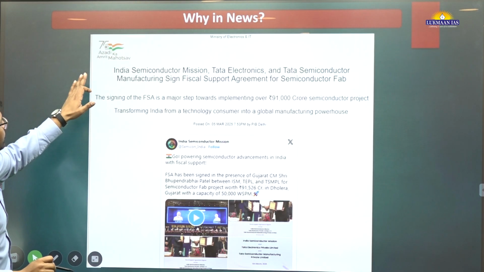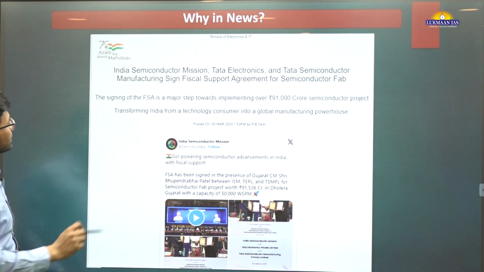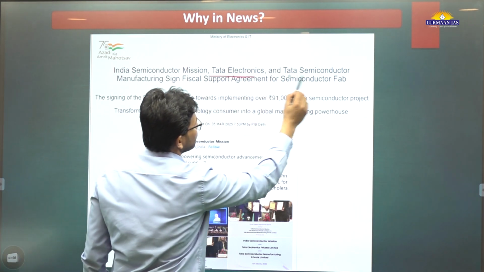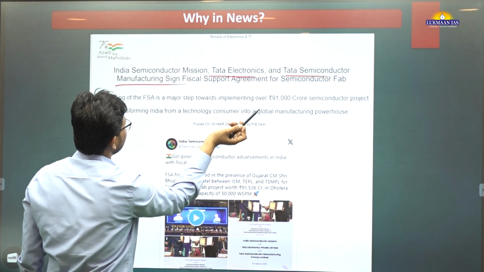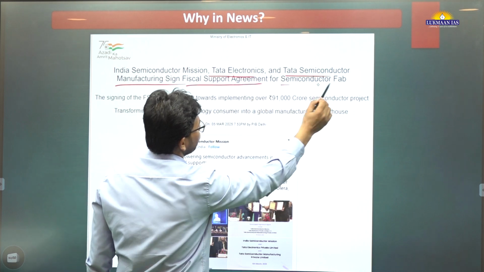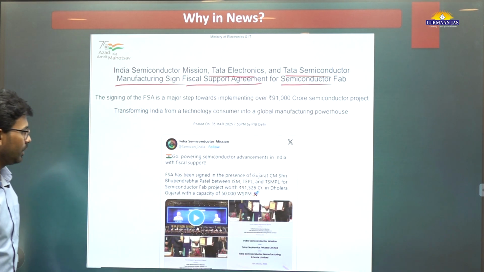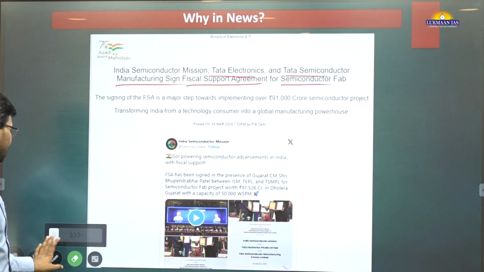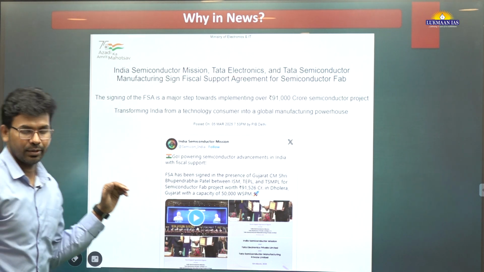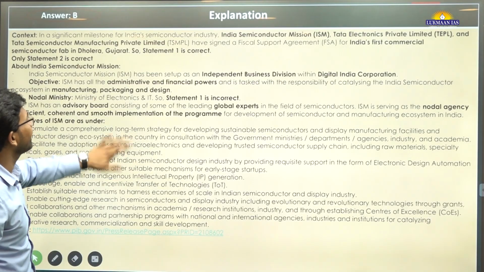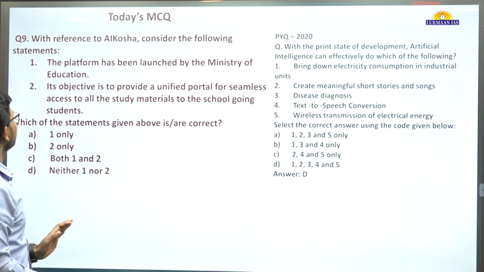Okay, so it says India Semiconductor Mission, Tata Electronics and Tata Semiconductor Manufacturing signed fiscal supporting agreement for semiconductor fabrication. So Tata is going to establish semiconductor fabrication in the country, in Gujarat basically. Then we have another question.